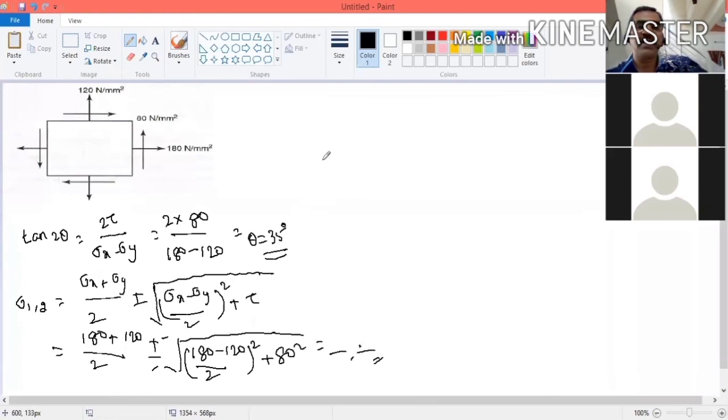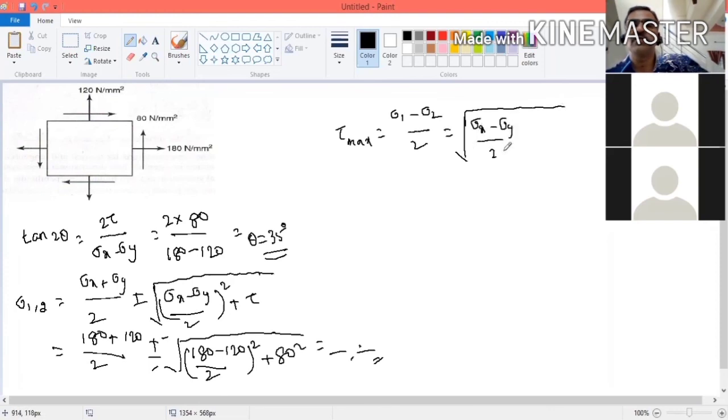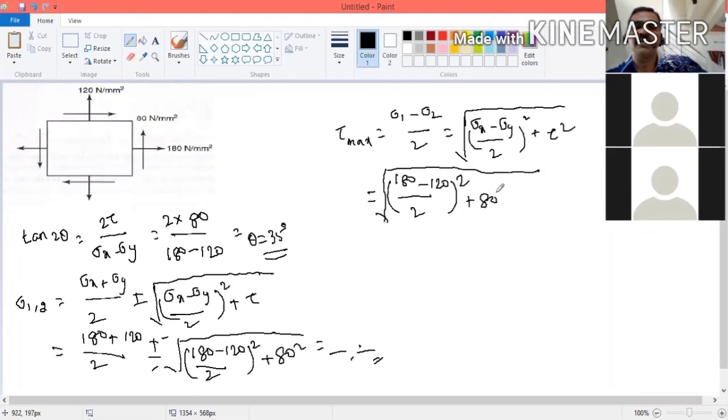Right? Now you find the maximum shear stress, tau max. There are two equations to find tau max. You can put sigma 1 minus sigma 2 by 2. Otherwise, we can use this equation also: root of sigma x minus sigma y by 2 the whole square plus tau square. Substitute the values. What is sigma x? 180 minus 120 divided by 2 the whole square, plus tau square, that is 80 square.